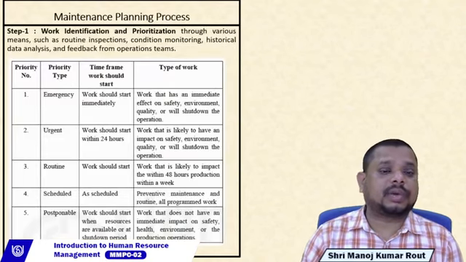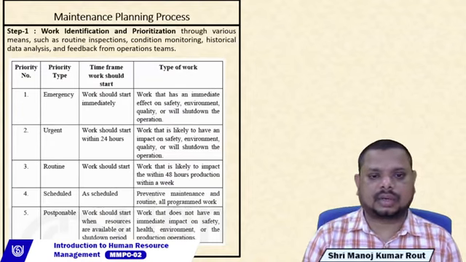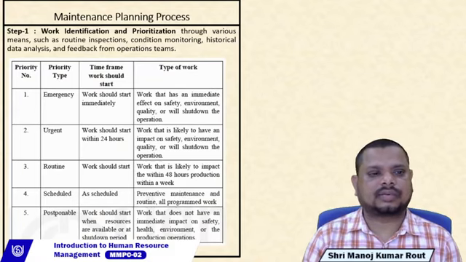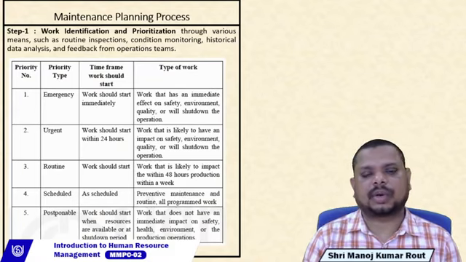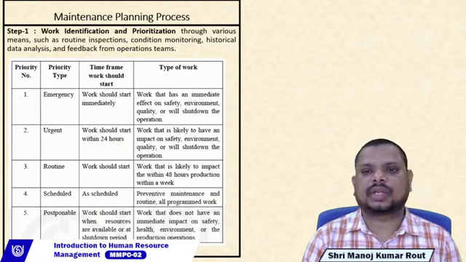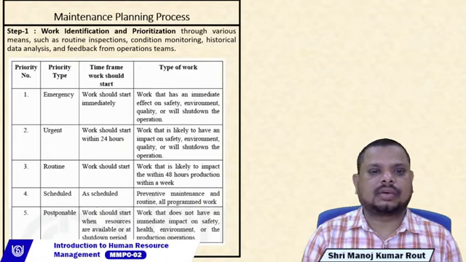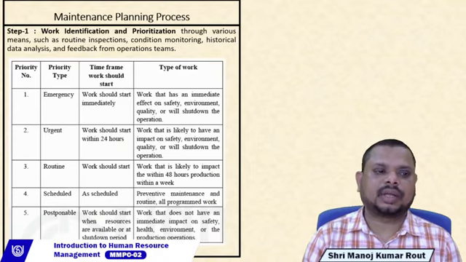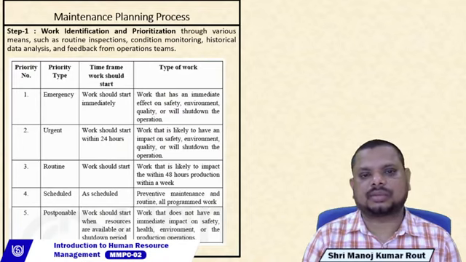Let's discuss the maintenance planning process. We have around five steps. The first step is work identification and prioritization. Through various means, you have to identify the work and decide which work is given priority. In this particular step, you have to go for routine inspections, condition monitoring, historical data analysis, and feedback from the operation teams.